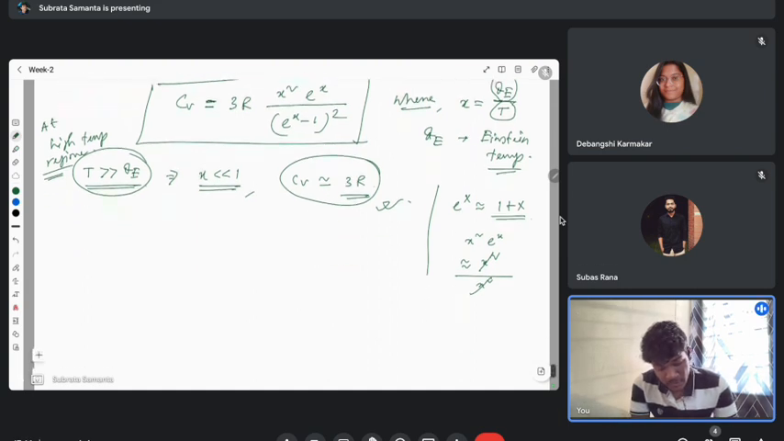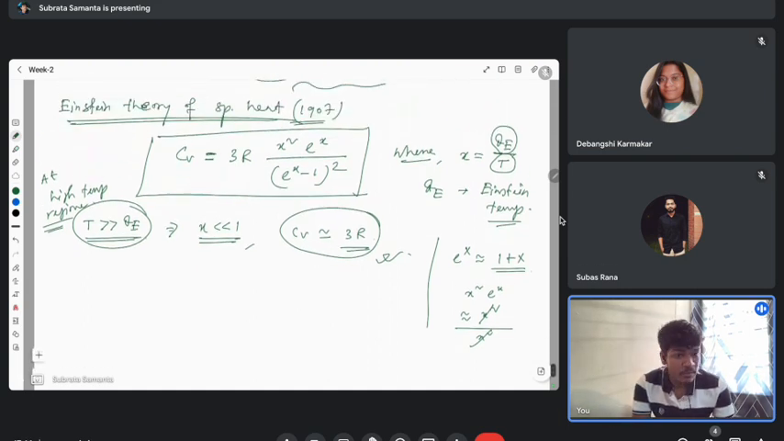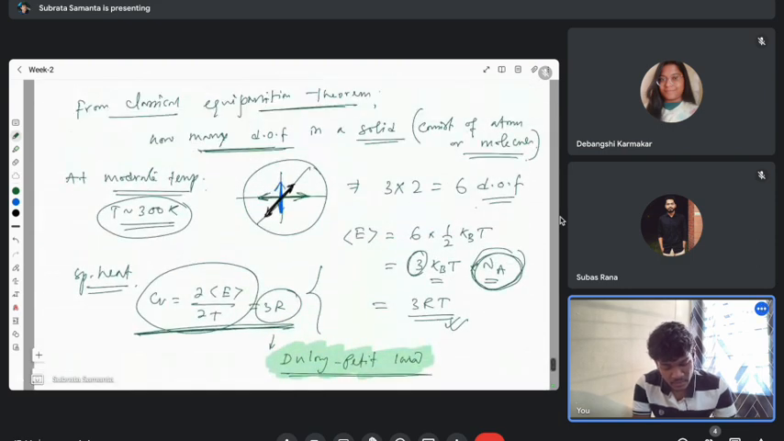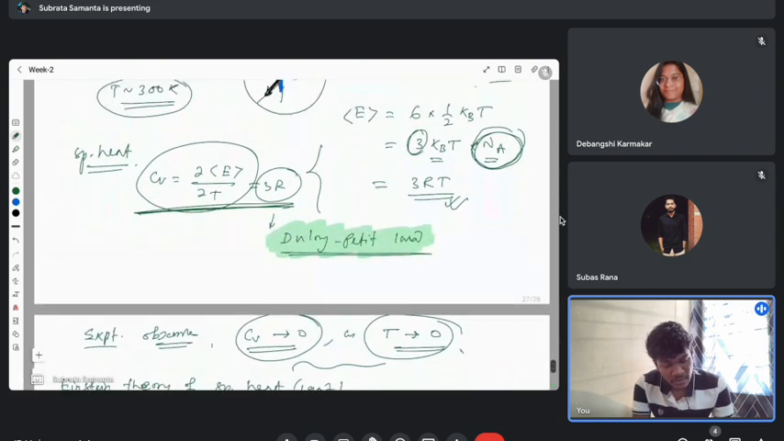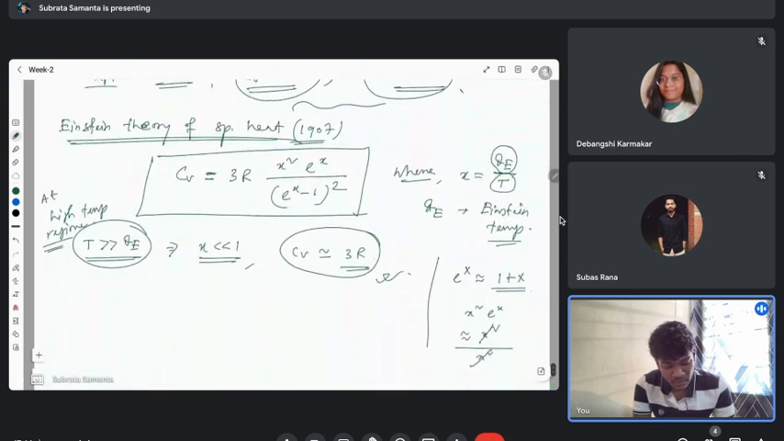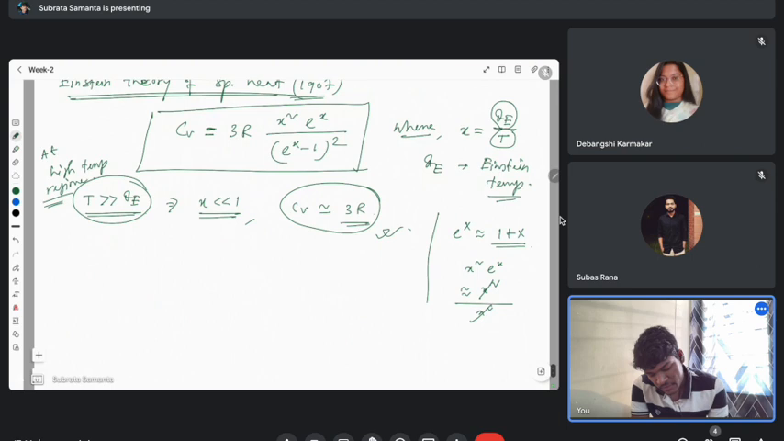So that means they agree with the Dulong-Petit law, right? At high or moderate temperatures, this gives 3R. So Einstein modified this specific heat, and if the temperature is much greater than the Einstein temperature, this also gives 3R. So now what happens if T is very much less than theta?